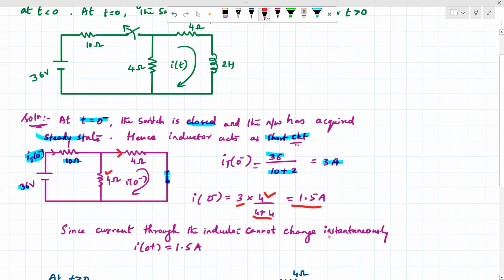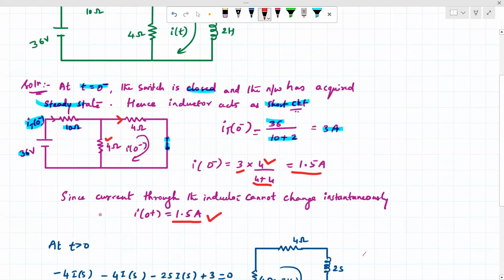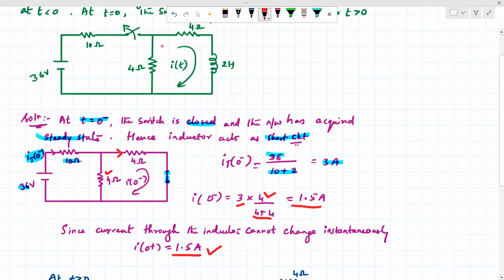Since the current through the inductor cannot change instantaneously, at i of 0 plus also the current will remain the same as 1.5 amps. When the switch is opened at t equal to 0 plus, the inductor current will not change instantaneously. So the same current will be at i of 0 plus, which is equal to 1.5 amps. And at t greater than 0, the switch is now open.